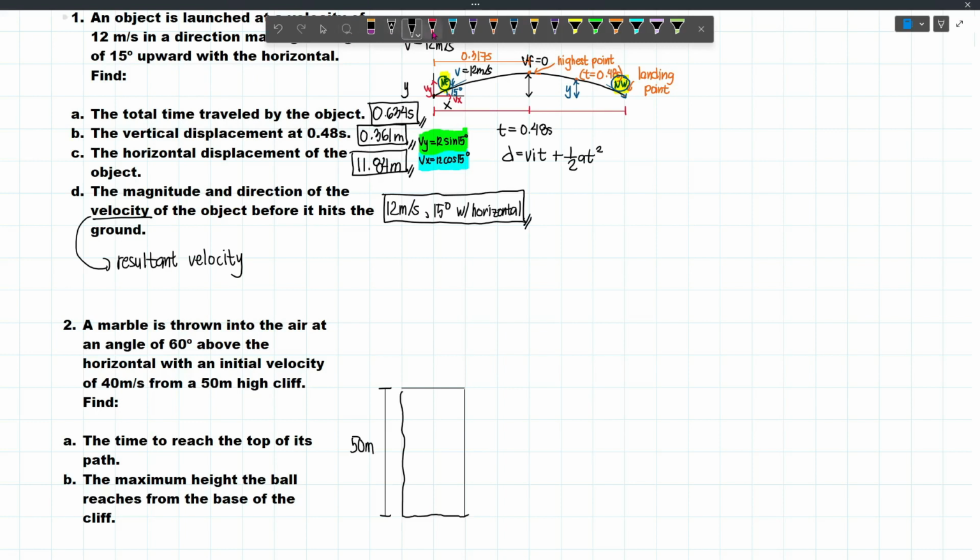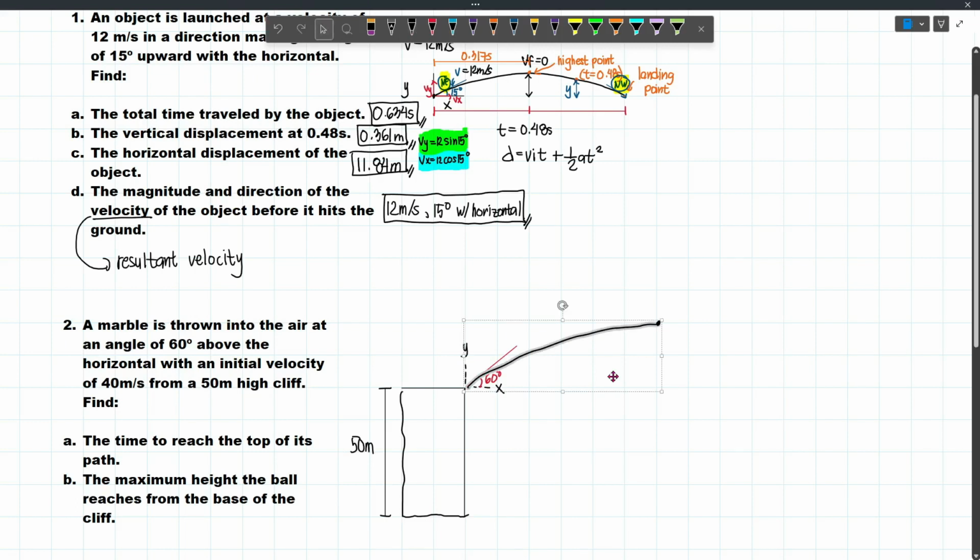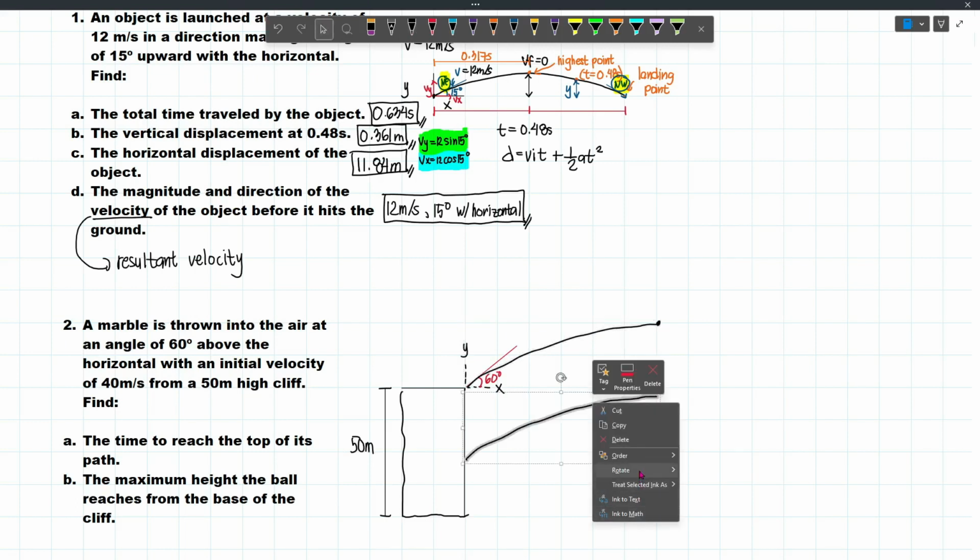So it goes from here. Again, let's label our axes: this is the y, this is the x. And so it's inclined 60 degrees above the horizontal. And so our motion will be like this. It will reach the highest point somewhere here, and then it goes down again. And so it is still asymmetrical. Let's flip this horizontally, so it looks like this.